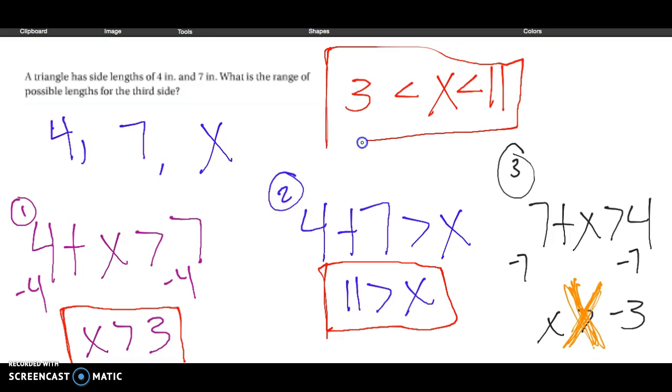If you want to write a sentence that says x has to be between 3 and 11, I'm okay with that. But we need to know that x has to be between 11 and 3, but not including 11 and 3. That's very important. And that's it.